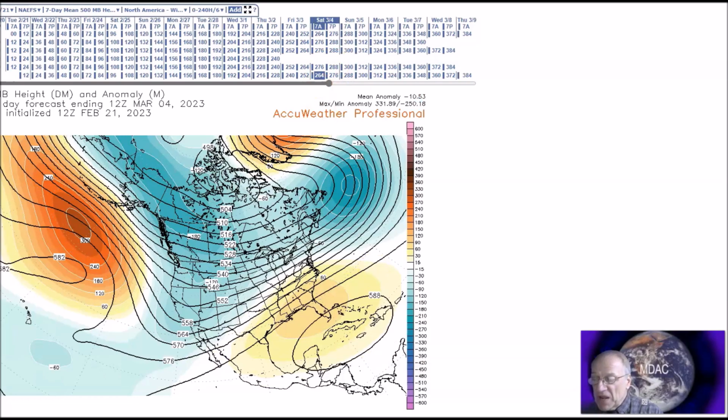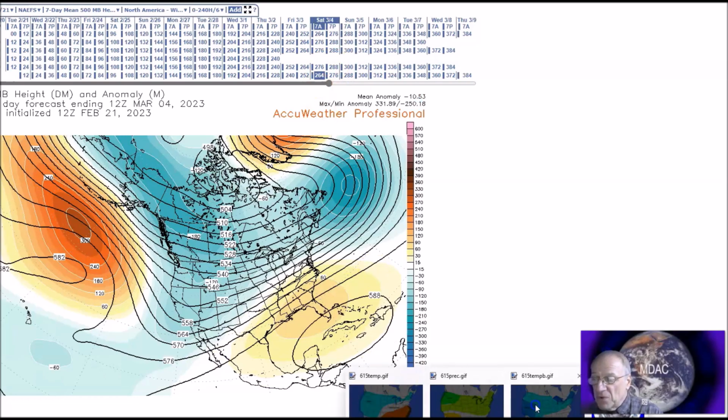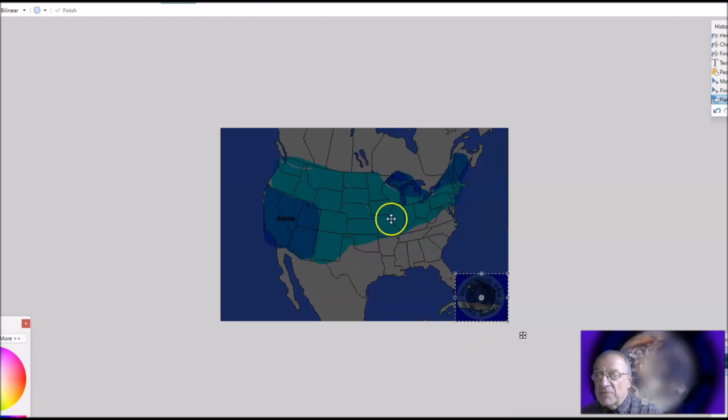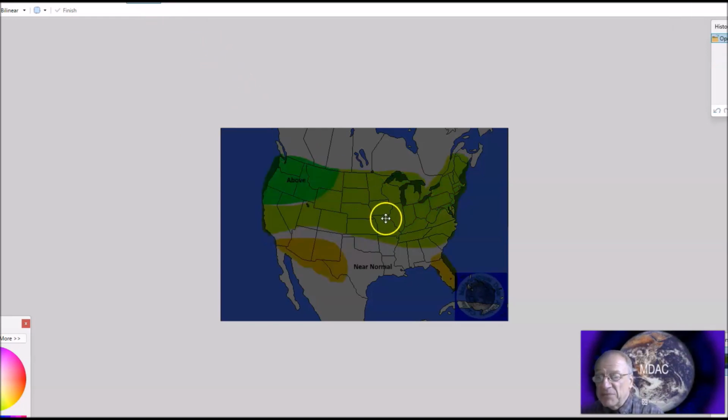So for this forecast period, I'm calling for below normal temperatures over much of this region here. First time, I think, of the winter that this has happened further to the east. It's always been in the west. And I'm calling for anomalies of 2 to 6 degrees below normal, and calling for little change in the precipitation anomalies from the previous period.